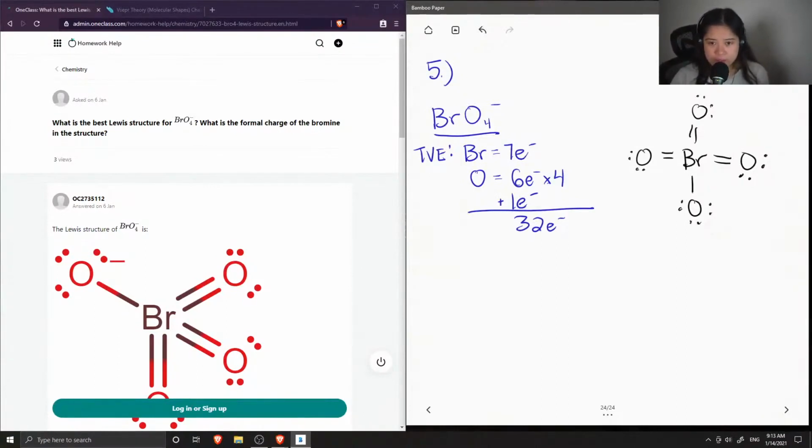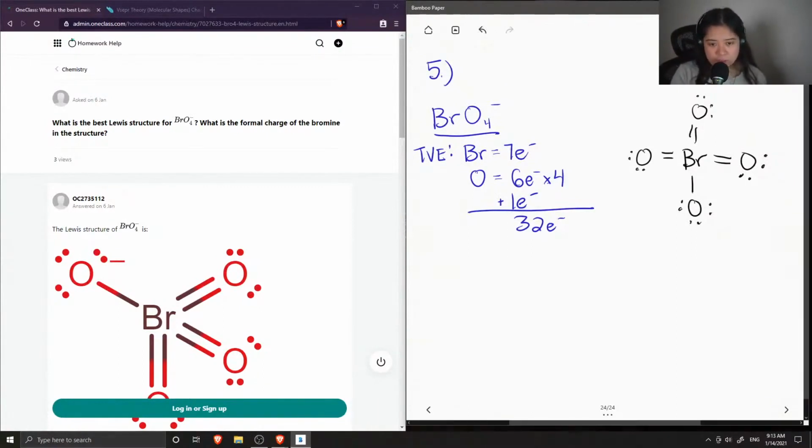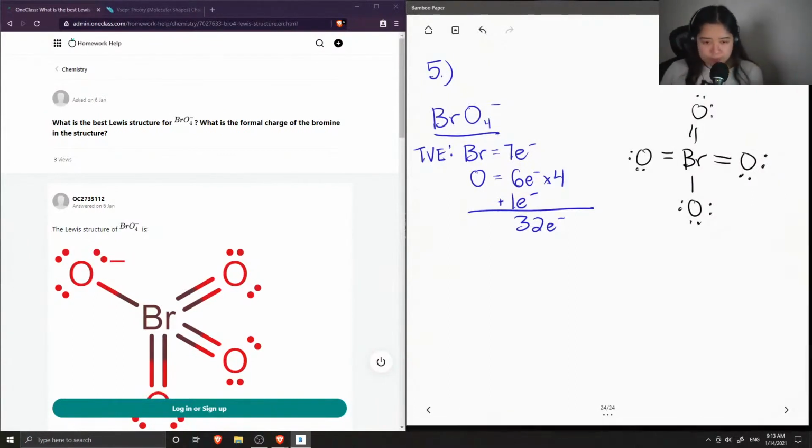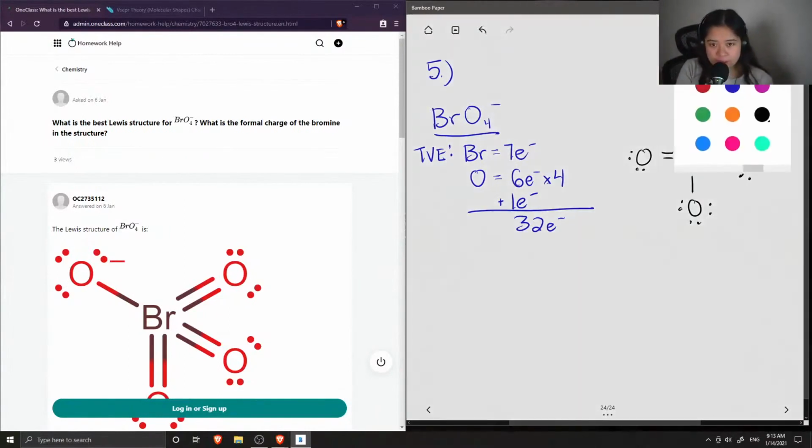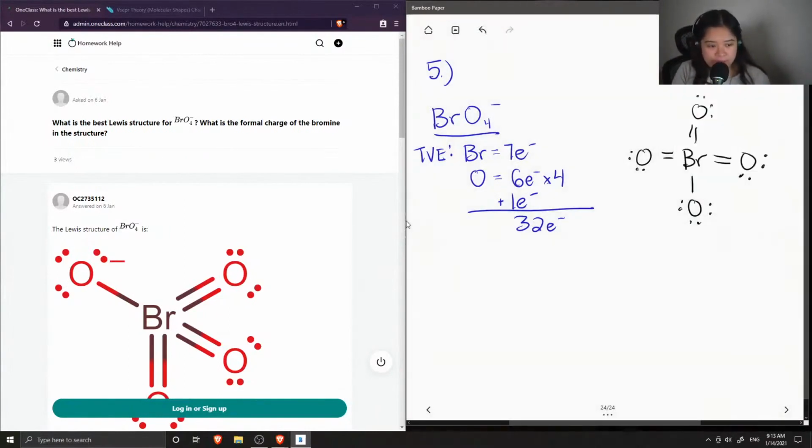So now let's also double check to see how many electrons are in this structure. So if we count them all out, each bond contains 2 bonding electrons. And we have 1, 2, 3, 4, 5, 6, 7 bonds. That's 14. And we have 32 electrons in total. So from here, let's calculate the formal charge of each of the atoms.